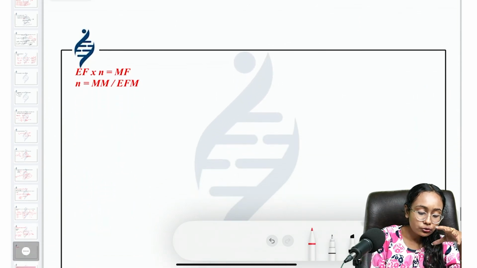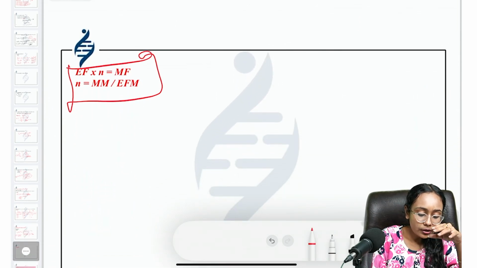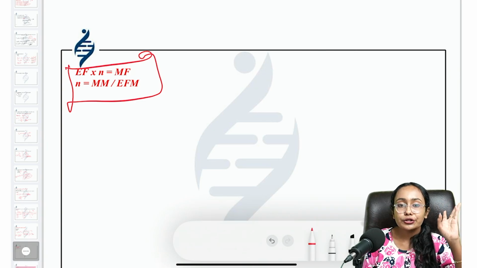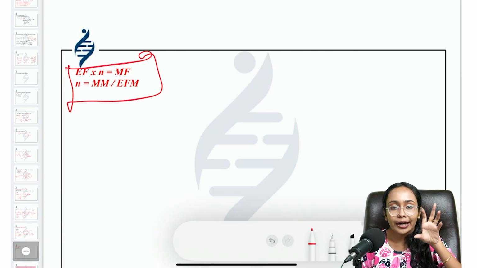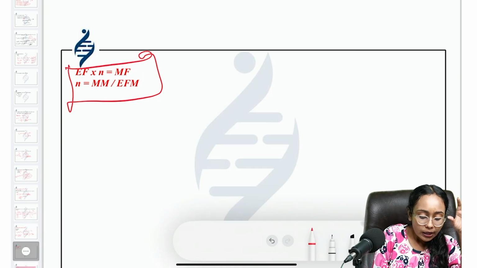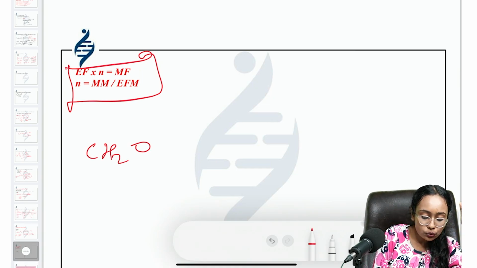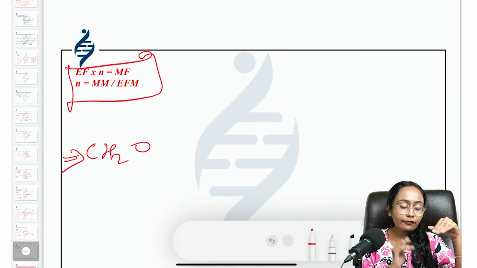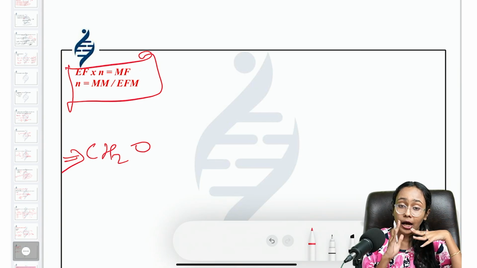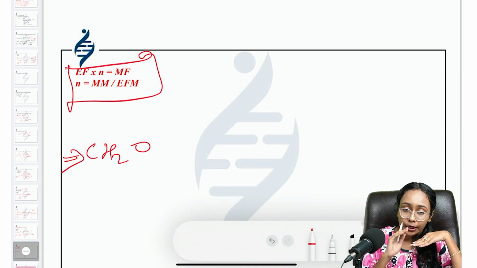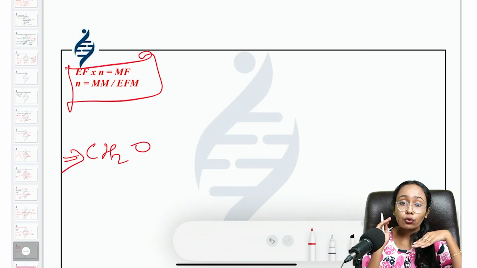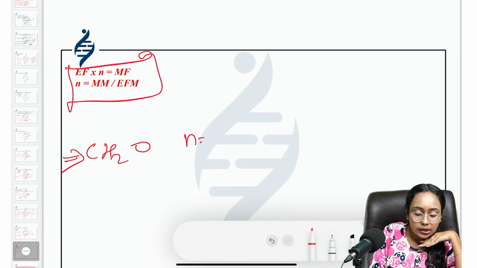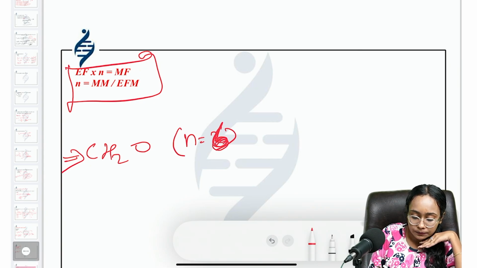Now, in order to do the problems from the empirical formula and molecular formula section, you need to know these equations. Empirical formula into n gives molecular formula. In the previous case, we learned that CH2O is the empirical formula of glucose. I know the empirical formula CH2O. How will I reach the molecular formula? In order to reach the molecular formula, you need to know n. I know n is equal to 6.